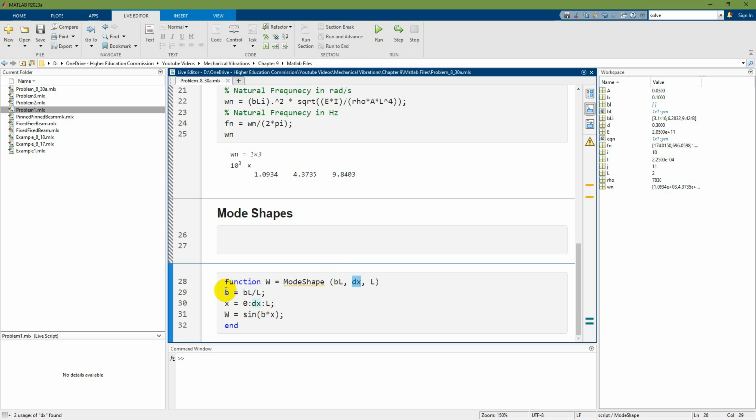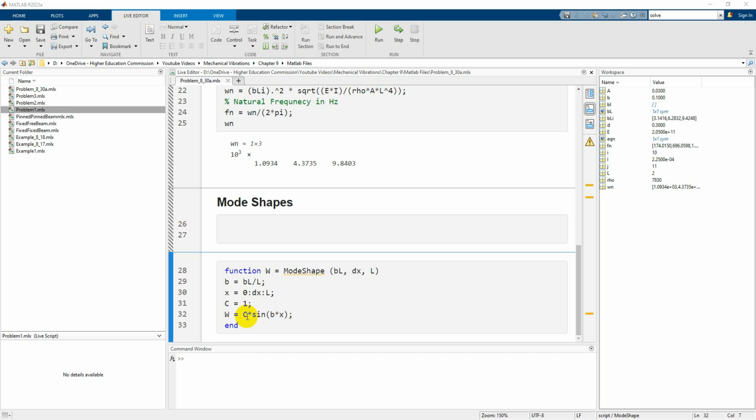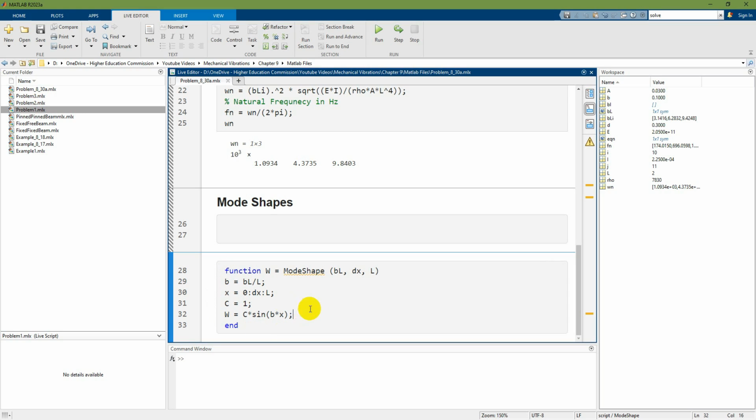So what it's going to do, it is going to calculate b by dividing bl by l, and then x, it's going to divide the length from 0 to L with the interval dx, and then W is sine of bx. So that is the formula. I'm using that Cn as 1, so W is equal to Cn into sine bx. So that is the function I have written.